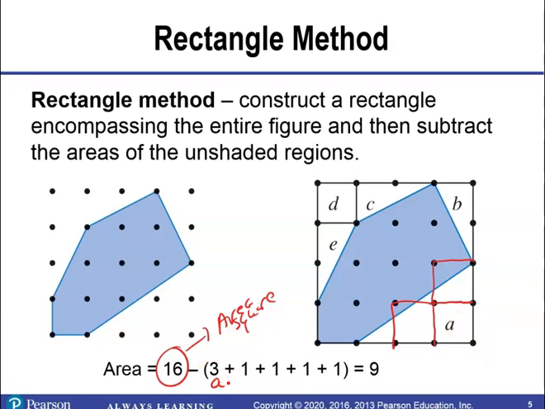And then B, here's B over here. It's approximately 1. C is over here. It's approximately 1. Okay, now D is exactly 1. I feel good about D. And E is approximately 1. And that's where they got the 7 from that they subtracted from the 16 to get 9.